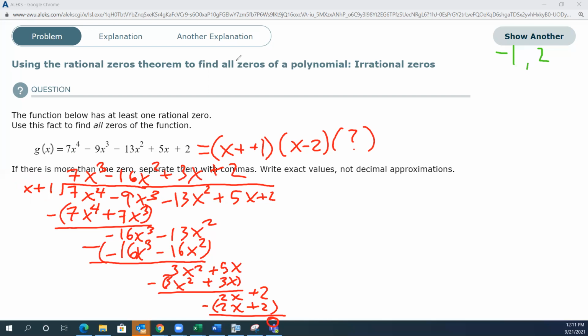Okay, so what does that tell us? That tells us that another factor is going to be, it tells us, sorry, I zoned out for a second. It tells us that the original function could be written as x plus 1 times that.